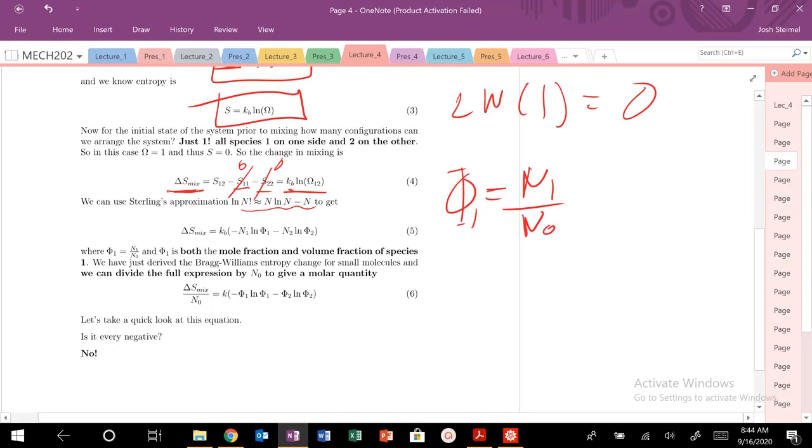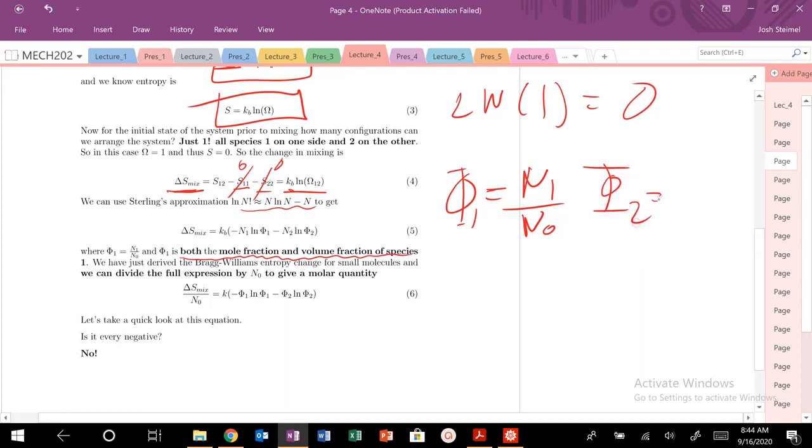This is, for small molecules, both the mole fraction and the volume fraction of our species. We're going to see for polymers that this will not always hold true. Specifically, for polymers, the mole fraction and volume fractions will typically not be equivalent. So Phi1 and Phi2, for Bragg-Williams, are equivalent for mole fraction and volume fraction. But moving forward, we're going to say that Phi1 and Phi2 are the volume fraction of each species. But anyways, we'll hit on that a little bit later.